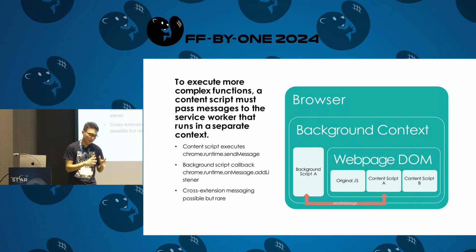So as I mentioned, the content script that's injected in your page can't do a lot, right? It can read the DOM, it can insert and change stuff. I don't think it can even make a fetch call unless you give it sufficient permissions. So most of the time, for more complex functionality, they pass messages to the service worker that's running in the browser extension context, right? So the content script will execute chrome.runtime.sendMessage. There are multiple APIs that allow them to communicate back.